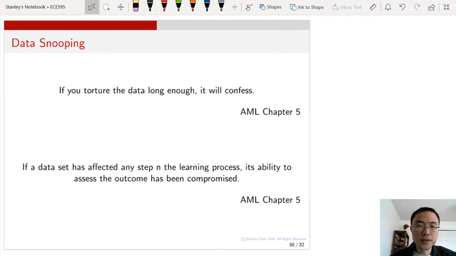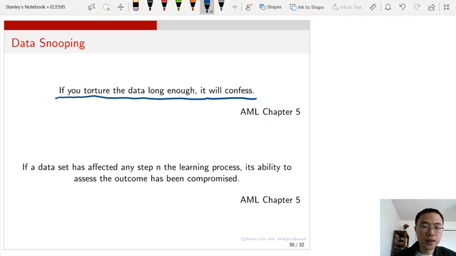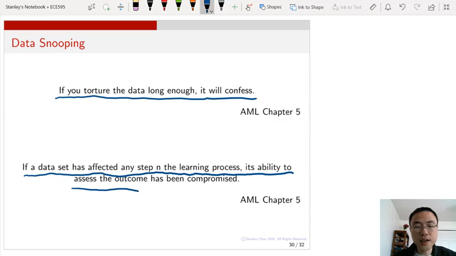So here are two comments given by the textbook. The first comment says that if you torture the data long enough, it will confess. Therefore, you need to have very, very strict discipline in handling the data. Do not see the testing data at any stage of your learning algorithm. If a data set has affected any steps during the learning process, then its ability to assess the outcome has been compromised.